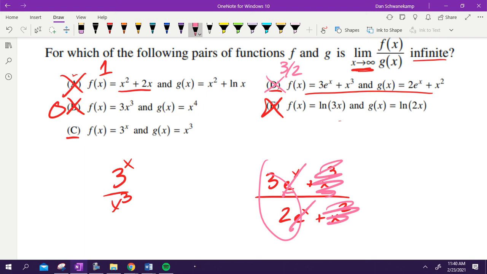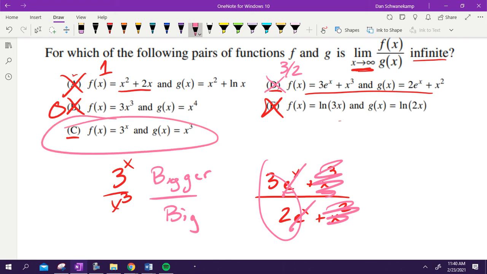Let's look at this. x cubed over, 3 to the x over x cubed. Which one's bigger? The top is bigger on top. That's big, but that's bigger. Since that's bigger, I'm going to head towards infinity. It's DNE. It's not going to be limited. Kind of makes sense with how we make that decision.